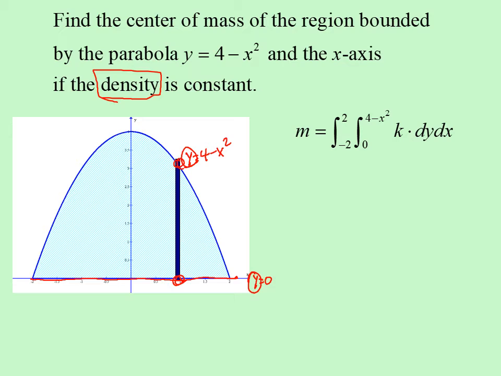Now the k is what we're using to represent the constant density, just the letter k. In other words, the density may be a 4 or it may be a 5. But it's a constant, so we'll just use a k for that. That means our answer will also come out with k.